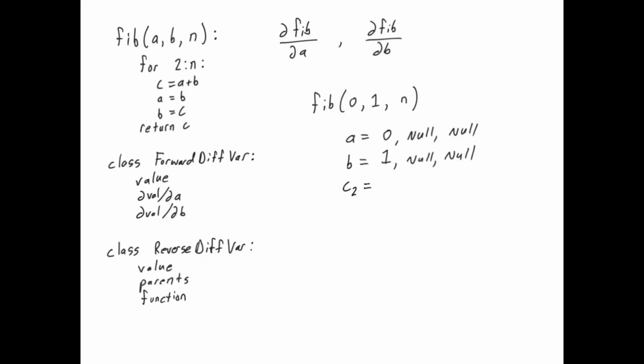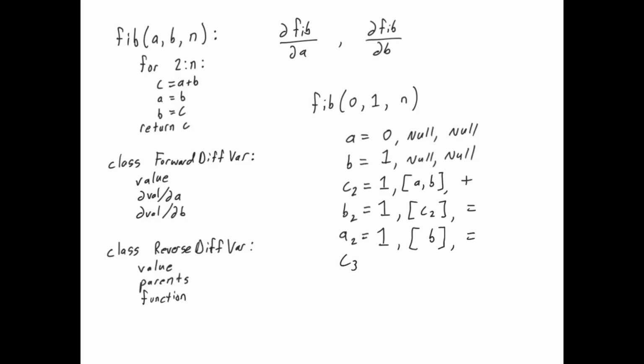On the first iteration of this for loop, when i equals 2, we'll get intermediate values that we can call C2, B2, and A2. And so C2 gets the value 1, and its value depends on inputs A and B, and we get that by the function plus that adds A to B. Whereas B2 and A2 get their values from assignment statements from a single previous variable.